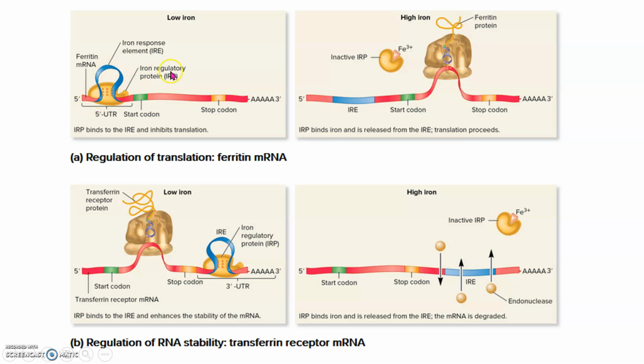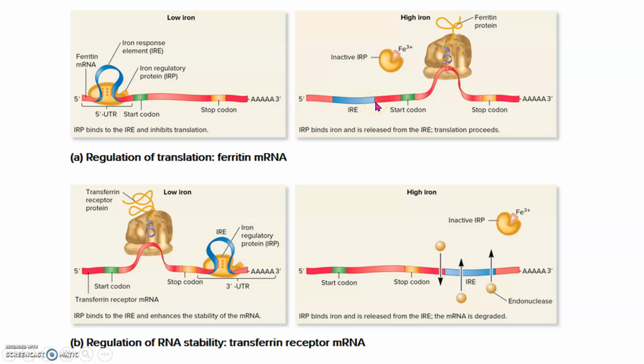And so if this IRP binds to the IRE, okay, so there's a mouthful. So IRP binds to the IRE. So when that happens, it inhibits translation, okay? So if these things are bound up, it's going to inhibit translation. Our ribosome can't attach and scan, okay? And so if a ribosome can't attach and scan, we can't translate it.